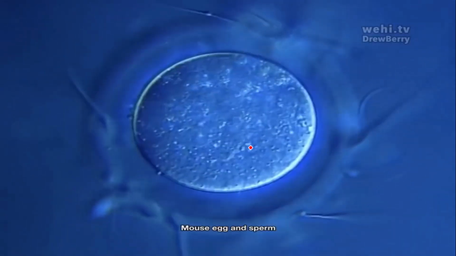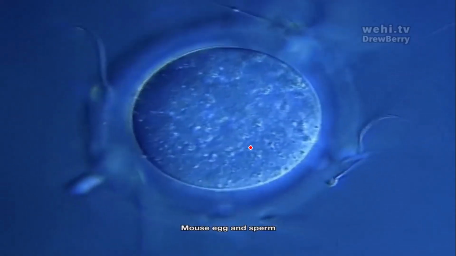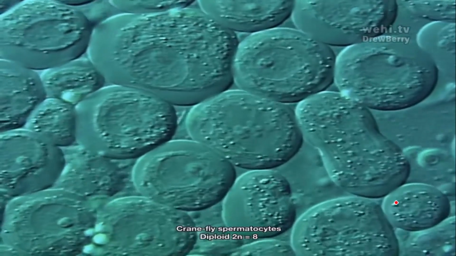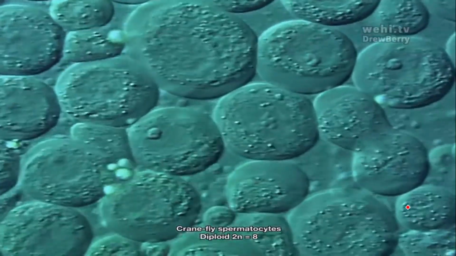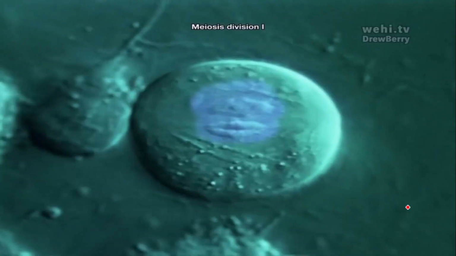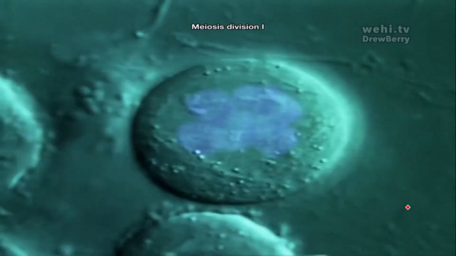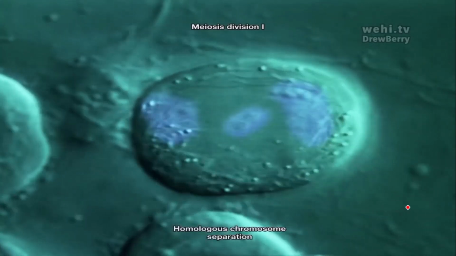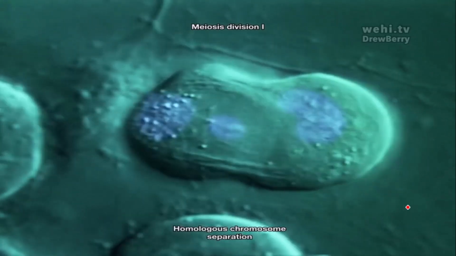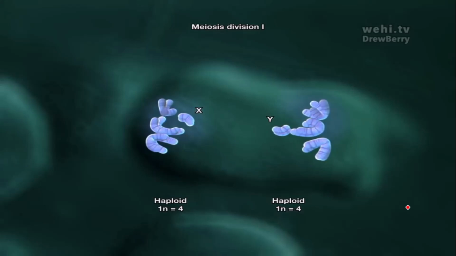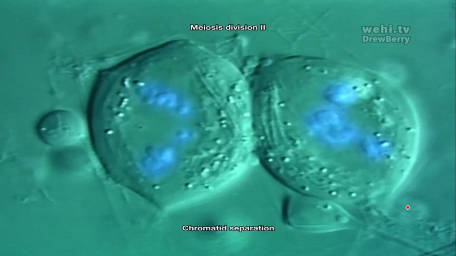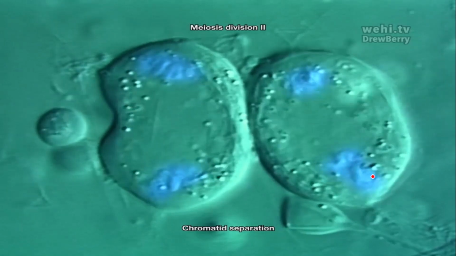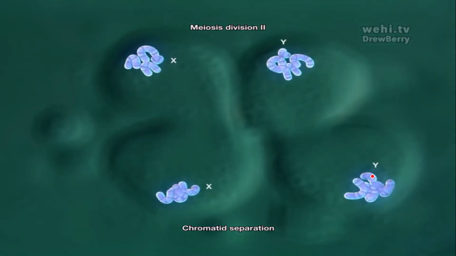Meiosis is a special type of cell division necessary for sexual reproduction. These are sperm-producing cells of a male crane fly, a species with only 8 chromosomes per cell. During meiosis, the cell divides twice, producing 4 haploid cells containing 1 copy of each chromosome. The first meiosis division separates pairs of homologous chromosomes, creating 2 haploid cells with only 1 set of chromosomes. The second division separates the chromatids in each chromosome. The end result is the production of 4 haploid cells, each with a single chromatid from each chromosome.